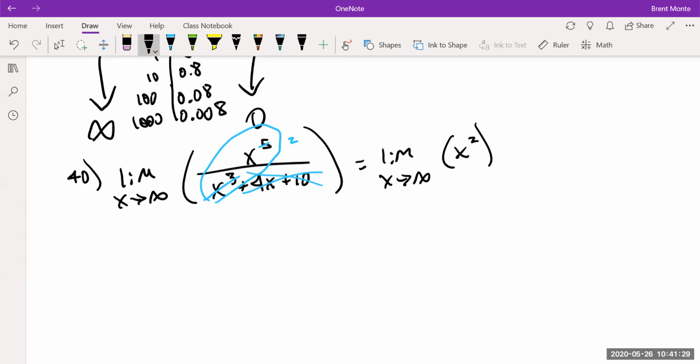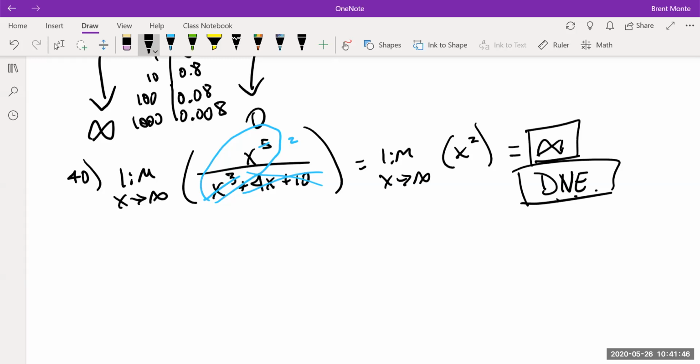Well, as x gets bigger and bigger, x squared gets bigger and bigger. This goes to infinity. Oftentimes they'll say it does not exist because infinity is not a real number. Some authors will say, hey, you know what, put infinity. If it's infinity or negative infinity, put that.